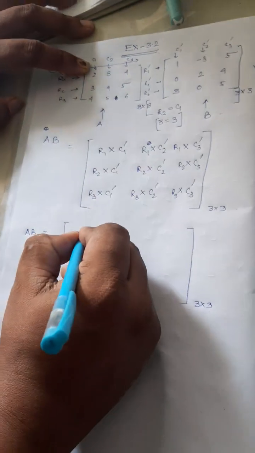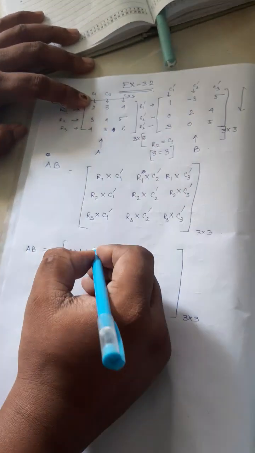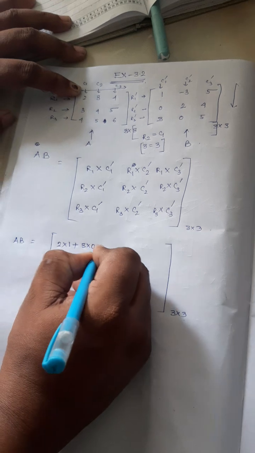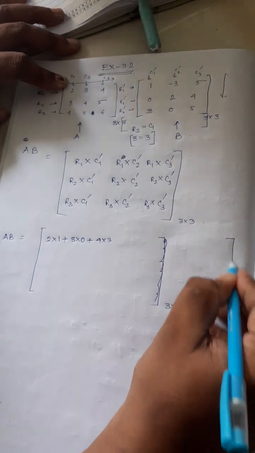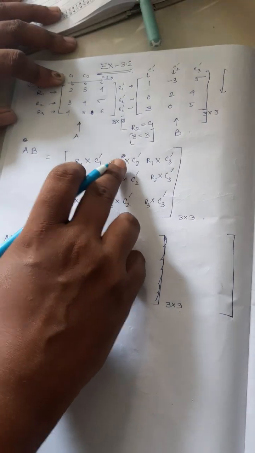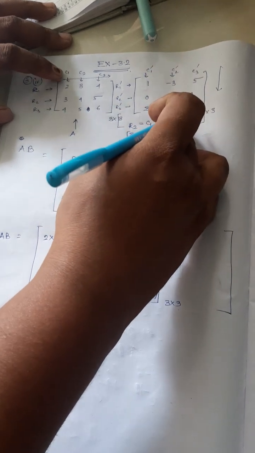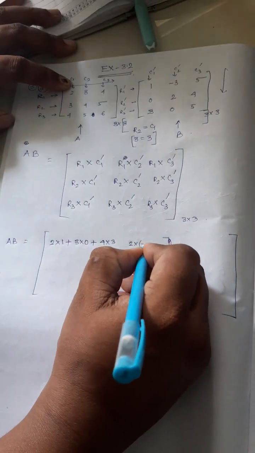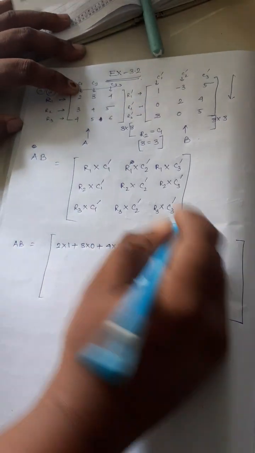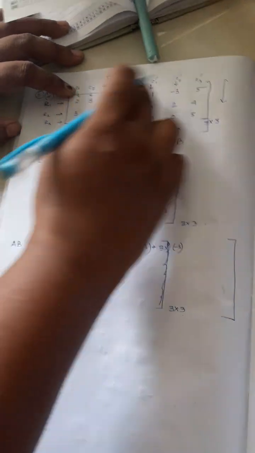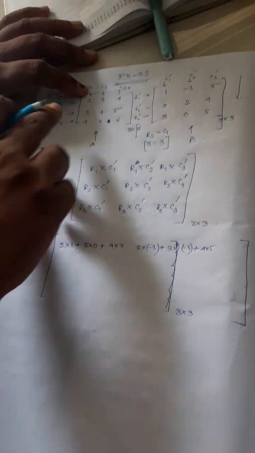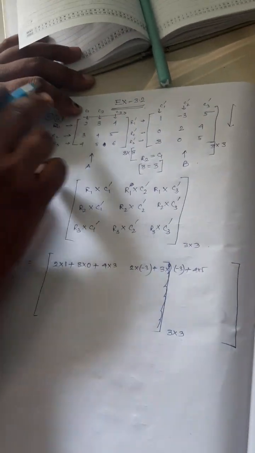So this element is 2 into 1 plus 2 into 0, sorry, 3 into 0 plus 4 into 3. Okay, now we have to find out R1 C2 dashed. That means 2 into minus 3 plus 3 into minus 3 plus 4 into 5. Now we have to multiply it by R1 C3 dashed.